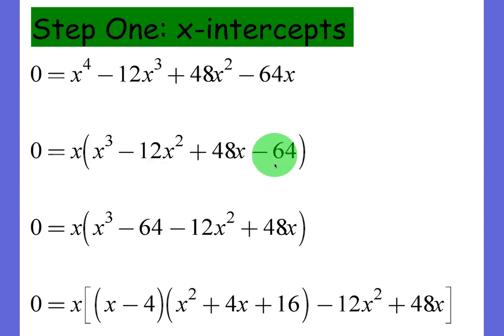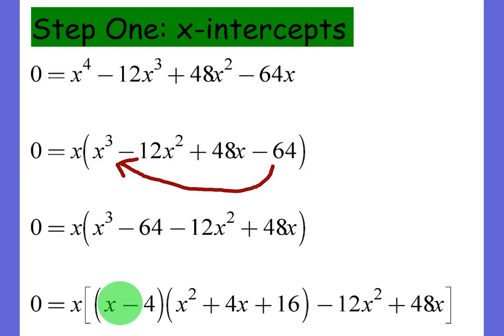Again, you can't factor this by grouping. The question is, what do you do? Well, there's a little trick here. What we're going to do is move this minus 64 over with the x cubed. Now, why am I doing that? Because this is a difference of cubes. X cubed minus 64. Cube root of 64 is 4. And so I can use the difference of cubes formula.